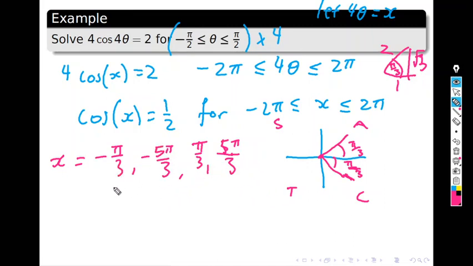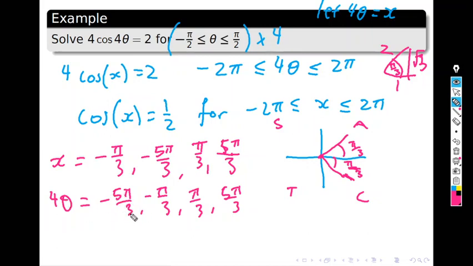So here we are. They're actually not really written in order, are they? Because this is a smaller number than that. And we do like to write them in order from smallest to biggest, just makes it easier for your examiner. So I'm just going to fix it up on the next line because I'm going to want to do my substitution back to theta. So x is 4 theta, so I'm just going to write, well, 4 theta is minus 5 pi on 3, so that's the smallest one, minus pi on 3, pi on 3, 5 pi on 3.